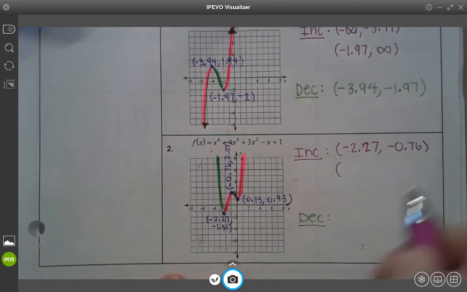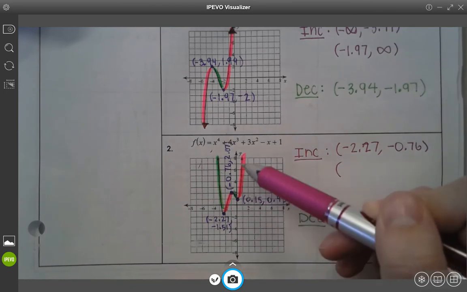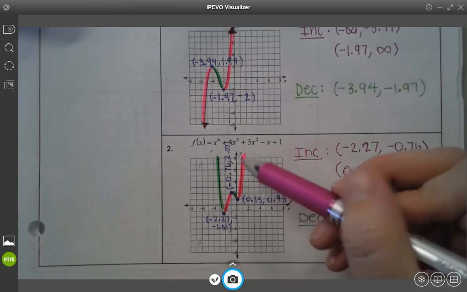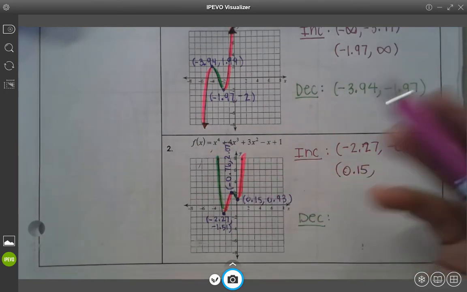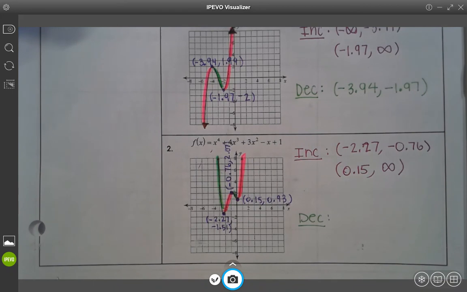What about the other increasing interval? So this one, where does it start? 0.15. And where does it stop? Positive infinity, because it's on the right side of the graph.